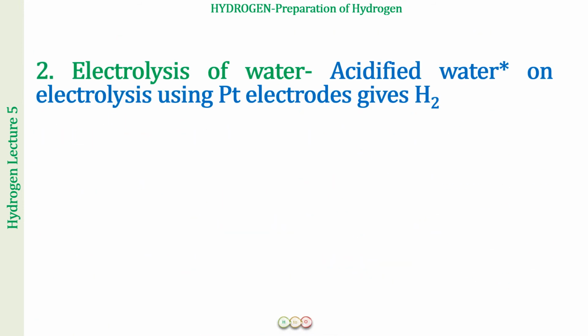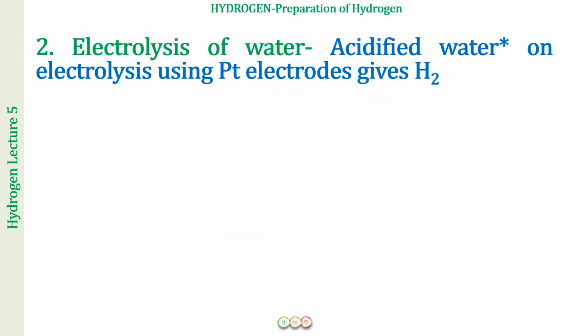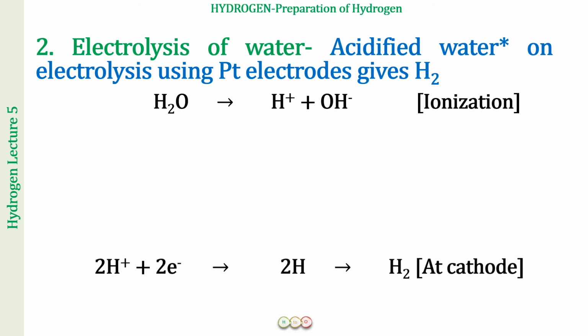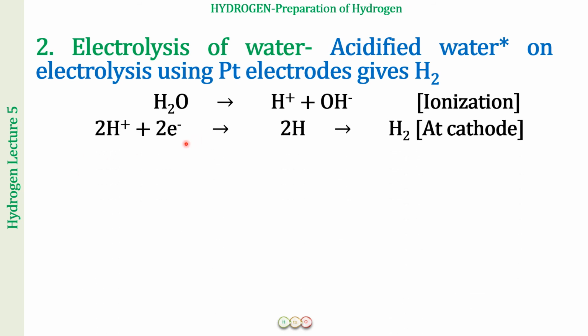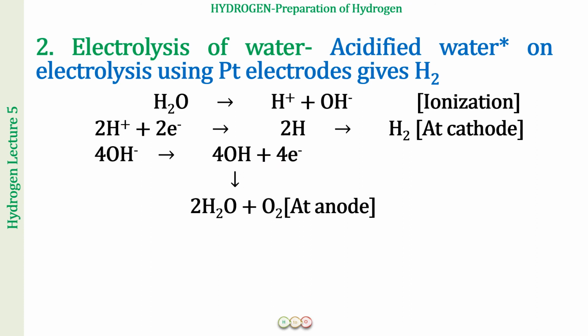So the next method by which we can produce hydrogen on the commercial scale is the electrolysis of water, and here acidified water on electrolysis using platinum electrodes gives hydrogen. So water on ionization is going to produce H+ ions and OH- ions. H+ ions will utilize electrons to form hydrogen at the cathode, whereas the OH- ions will move on to the anode, where they will release 4 electrons, forming water plus oxygen being liberated at the anode. Okay, so this is what we have as far as the electrolysis of water.